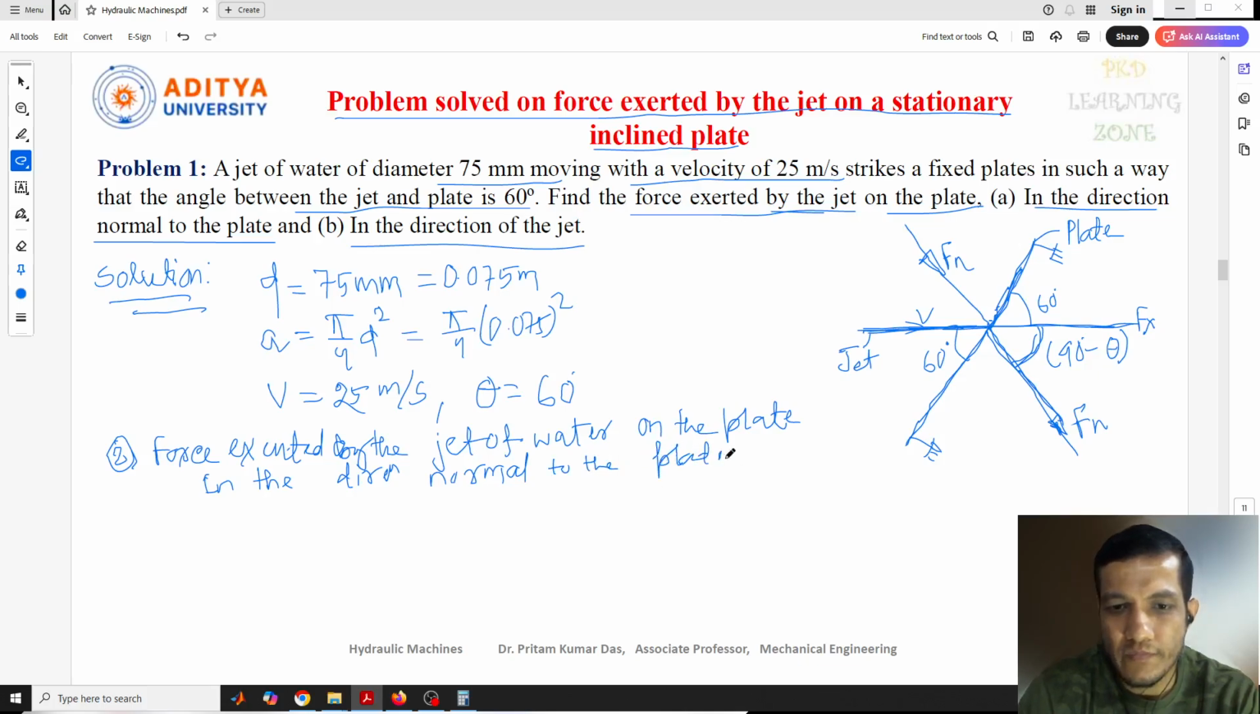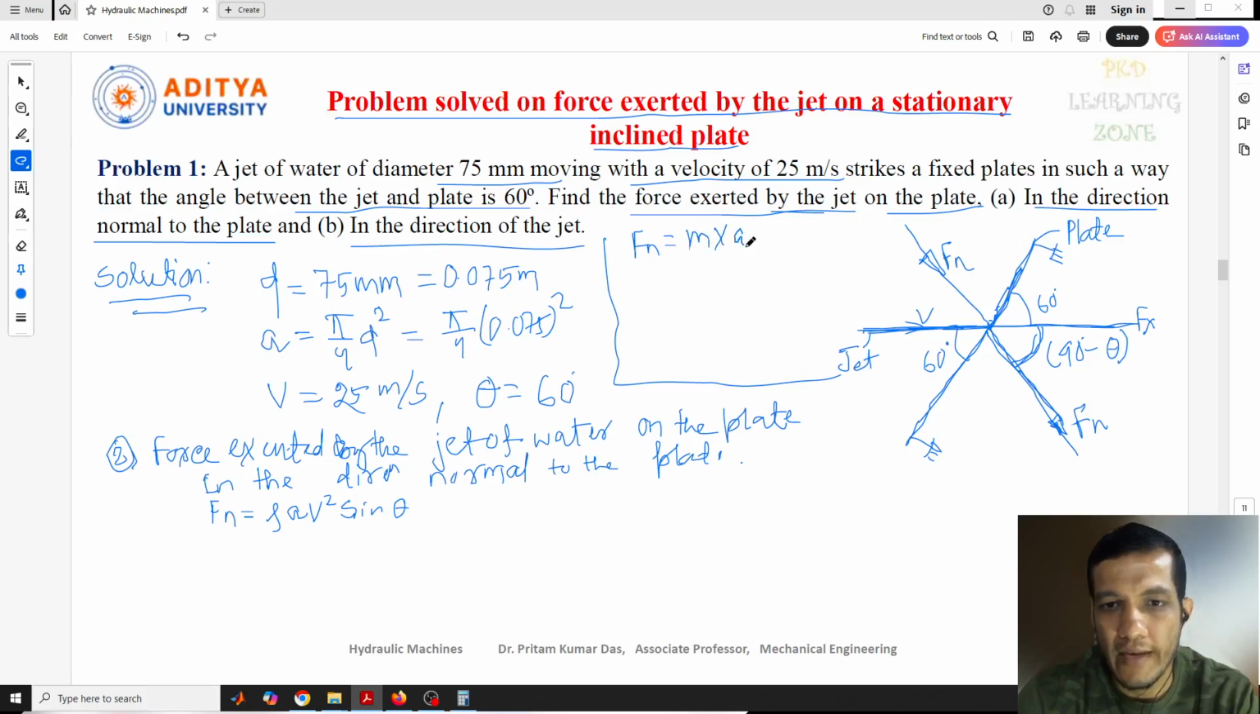So in our last lecture we have already identified the formula for this. Fn equal to, we found there, rho a v square into sine theta. Okay, how we identified this, I can give a hint. This is nothing but Fn equal to mass into acceleration. Again, here we can write mass into dv by dt, and this one we can consider again as mass by time, and this is velocity v1 minus v2, the change in velocity.